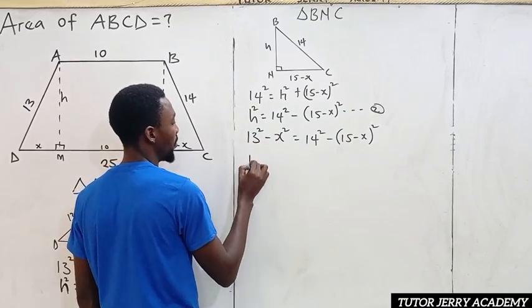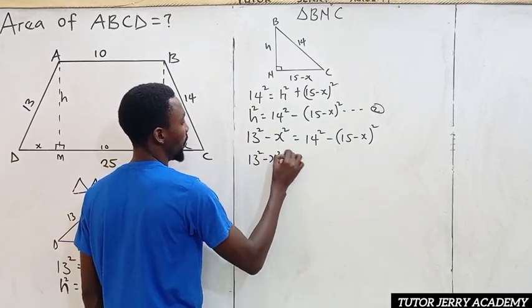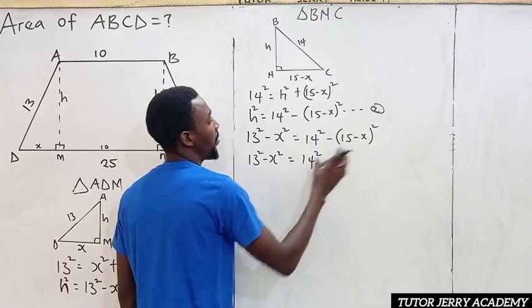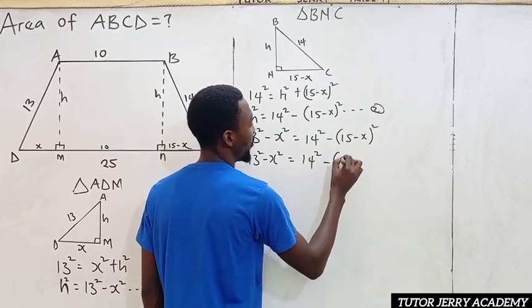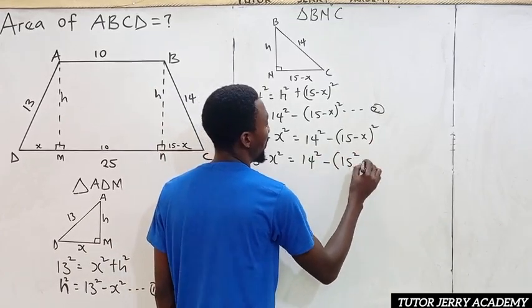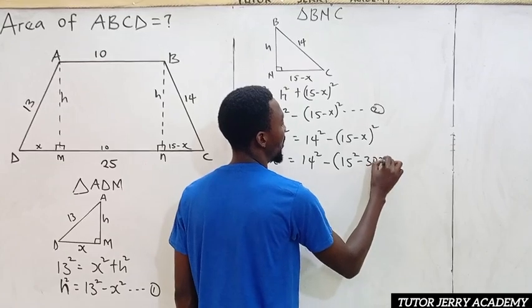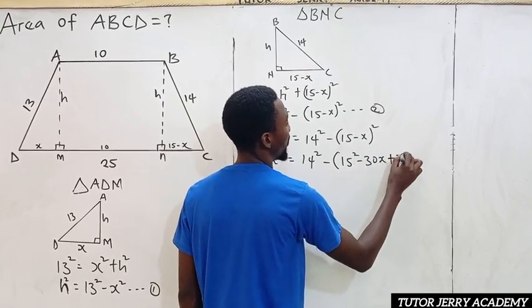So this is going to be 13² − s² = 14². If we expand this, we are going to have minus 15² minus 15 times s times 2. That is minus 30s plus s².